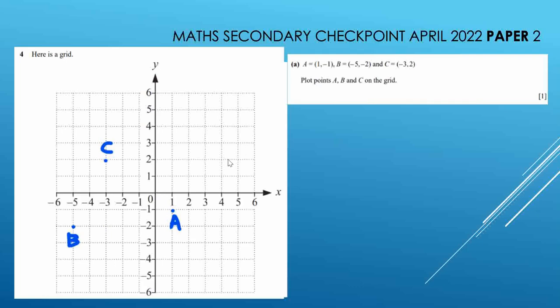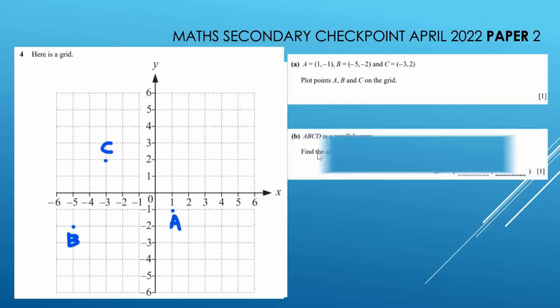So A is (1, -1) here, B is (-5, -2) here, C is (-3, 2), with -3 for X and 2 for Y. That's it. Next, question B. ABCD is a parallelogram. Find the coordinates of point D. 10 seconds. 10, 9, 8, 7, 6, 5, 4, 3, 2, 1, 0.